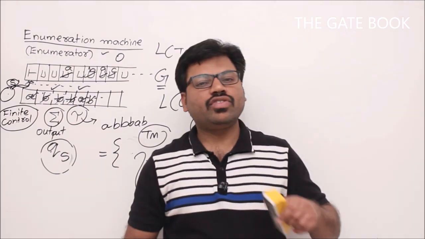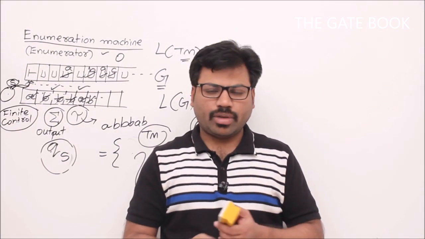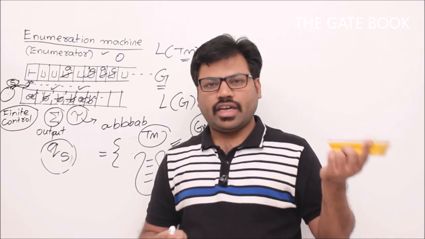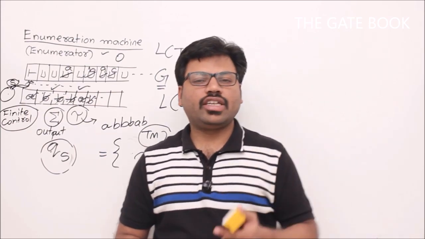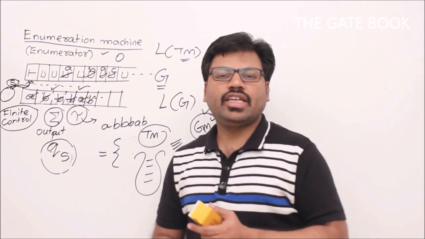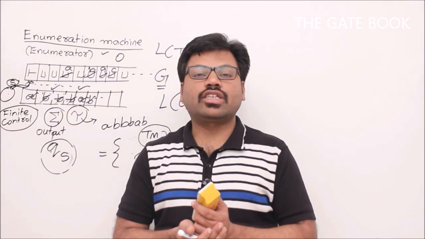That means the set of generators is equivalent to the set of Turing machines. Otherwise, for every Turing machine there will be an enumeration machine, and for every enumeration machine there is a Turing machine. So Turing machines and enumeration machines are equivalent with respect to expressive power.